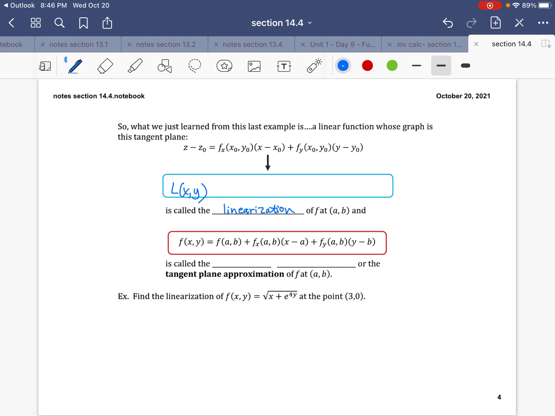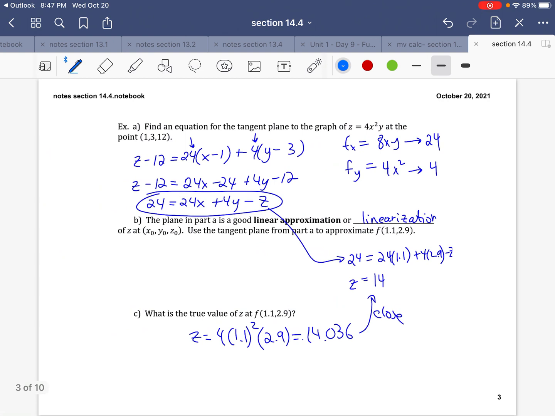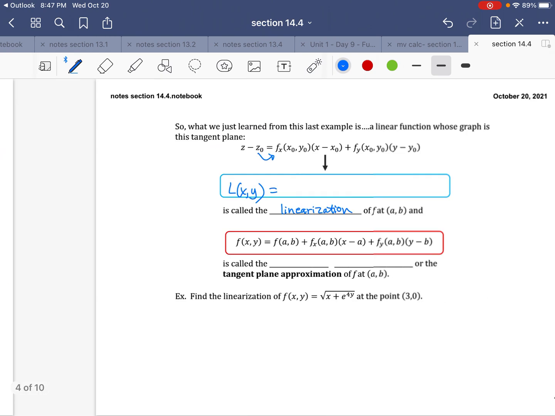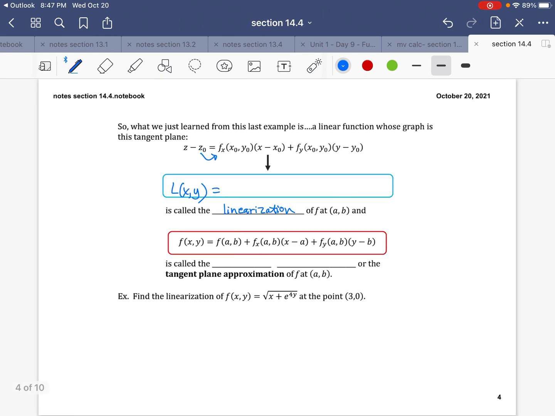Okay, so what we're going to do is move this over here. So basically that Z0 is the answer you get when you plug the A and the B into your problem, right? So like when we did that here, that was the 12. It was already given to you here, but if you plug in 1 and 3 into this problem right here, you get 12. And so that's what is going to be moved to the other side. So Z0 is really also called f of AB. It's a function's value at AB.